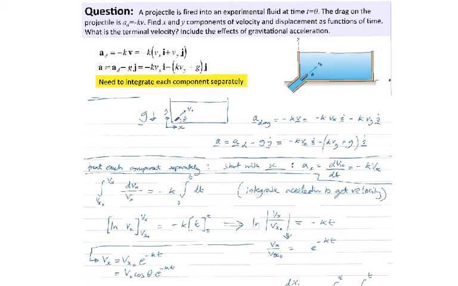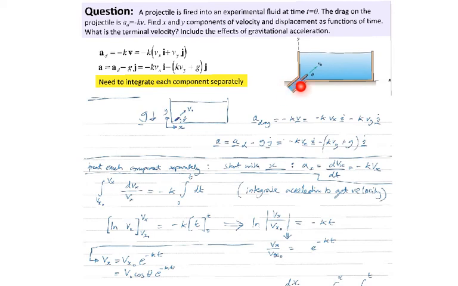Okay, so this is a question to do with projectile motion, and in this example we have the added complication that we don't just have gravity acting on the projectile, but we also have this drag force. So this drag, which is defined as minus kV, so it's only linearly proportional, to simplify it a little, linearly proportional to the velocity.